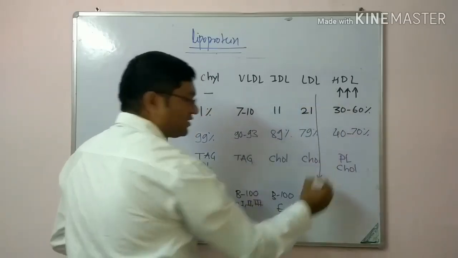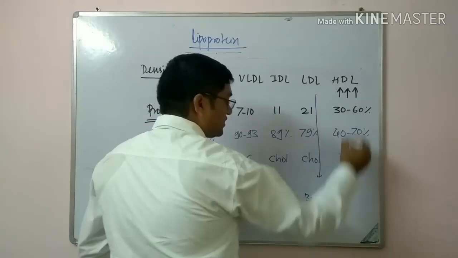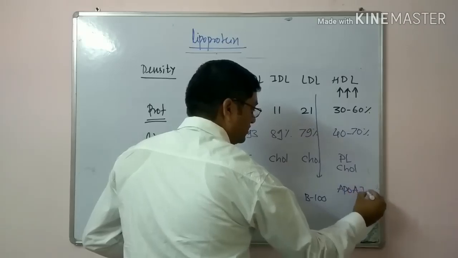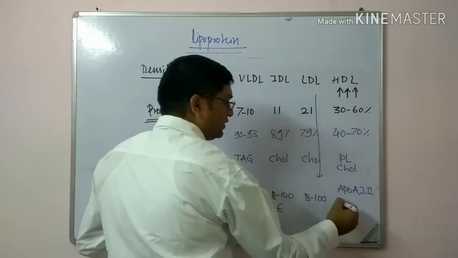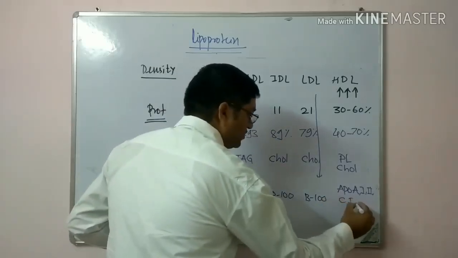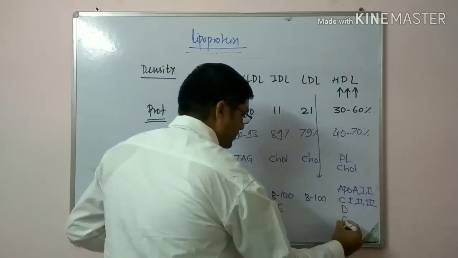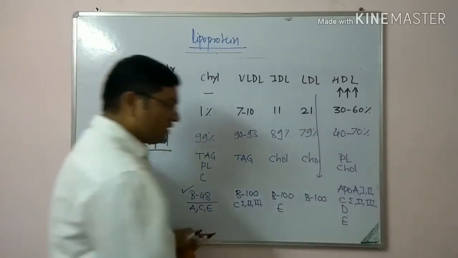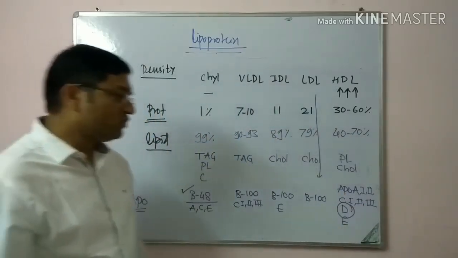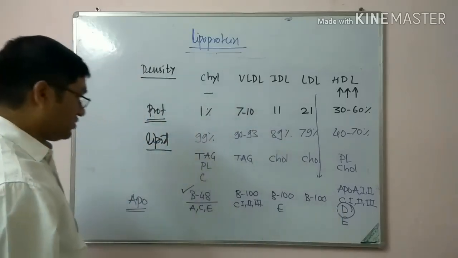This is the LDL, the bad cholesterol. It contains only B100. And HDL contains ApoA, that is 1, 2 and 4. It does not contain ApoB. It contains ApoC, that is 1, 2, 3. Then ApoD and ApoE. The one MCQ is here. This ApoD is thought to be responsible for neurodegenerative disorders.